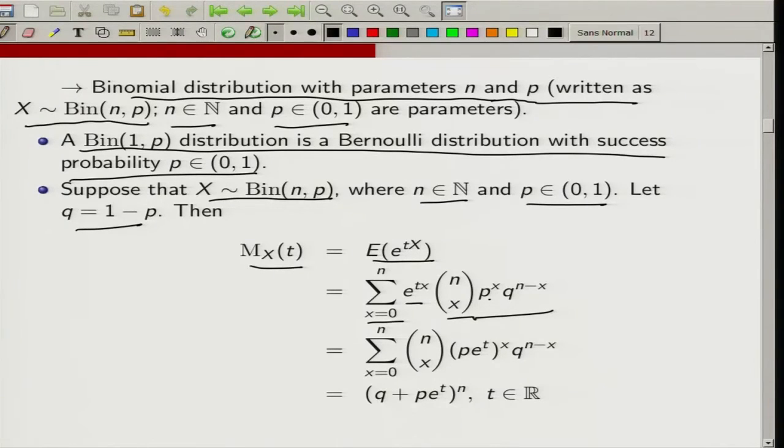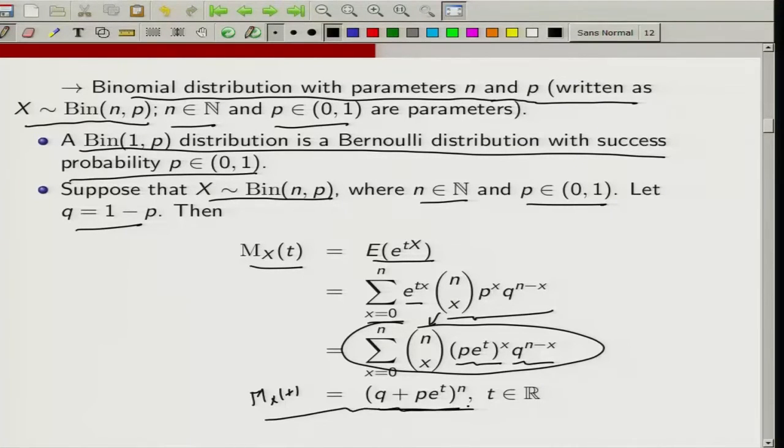Now, e to the power t and p can be combined. So, that becomes (p e^t) to the power x, n choose x was anyway here, and then q to the power n minus x. Now, if you look at this whole quantity, this is nothing but the expansion of (q plus p e^t) to the power n, and this is finite for every t belonging to R, because this is a finite sum. So, my moment generating function of the binomial distribution is (q plus p e^t) to the power n. Now, once I have a moment generating function, finding moments is straightforward.